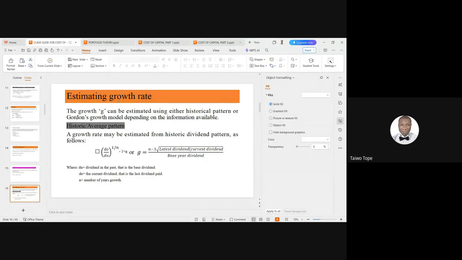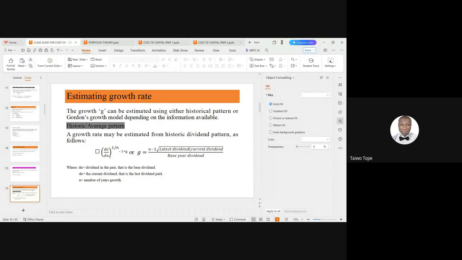Now, the growth rate can be estimated using either historical pattern or Gordon's growth model, depending on the information available in the question. So the historic or average pattern is expressed using this formula here: dn over d0 to the power of 1 over n, minus 1. You get your growth rate.